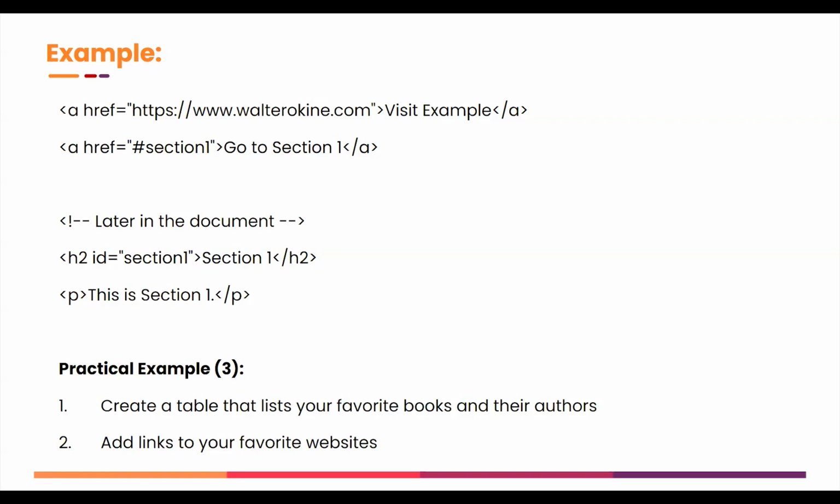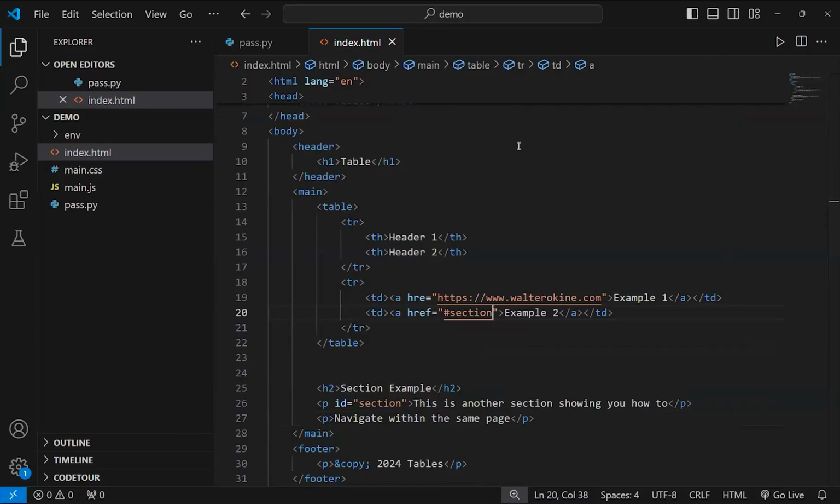So we are going to look at this in action. So let me go back. So what I have done is that in the cells, I've replaced it and I'm going to use two links. The first link is going to go to example 1. The second link is going to go to example 2. Now, example 1 is taking us out of our website to another page. But example 2 is within the same page.